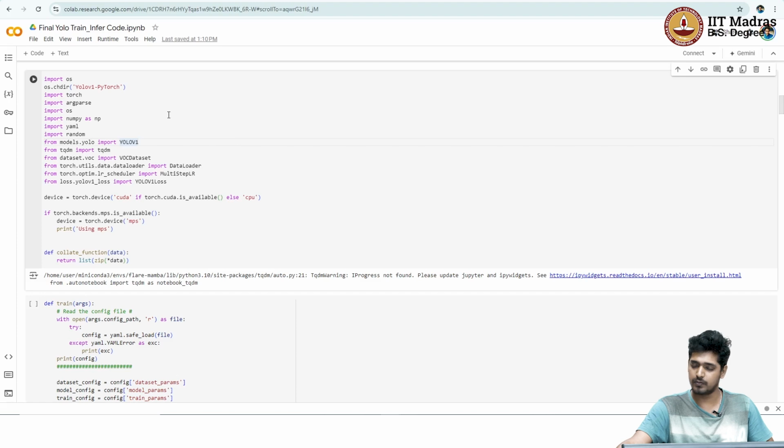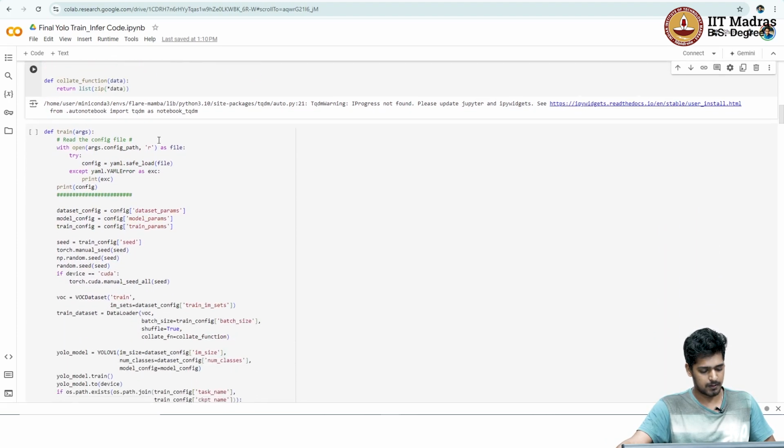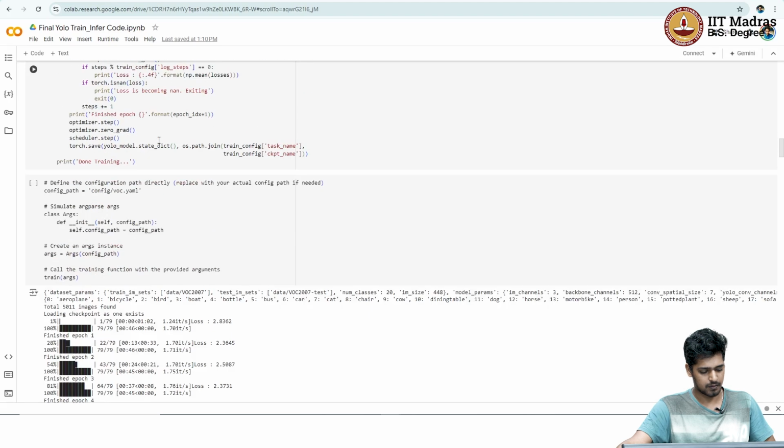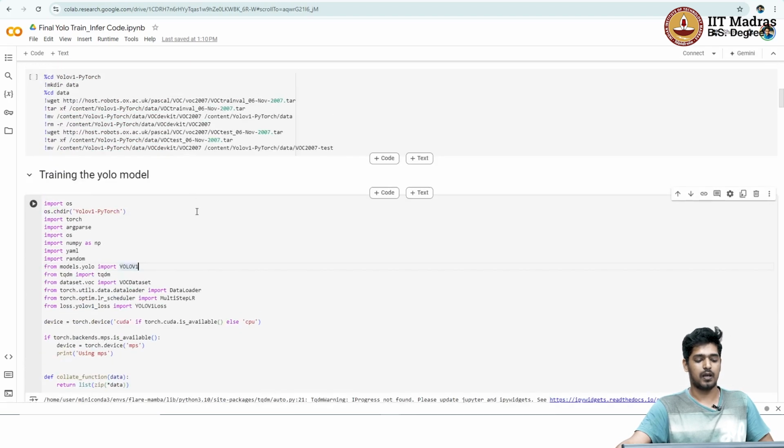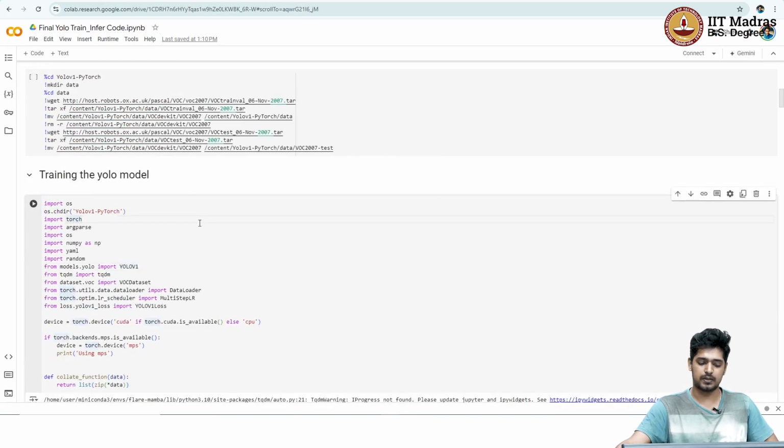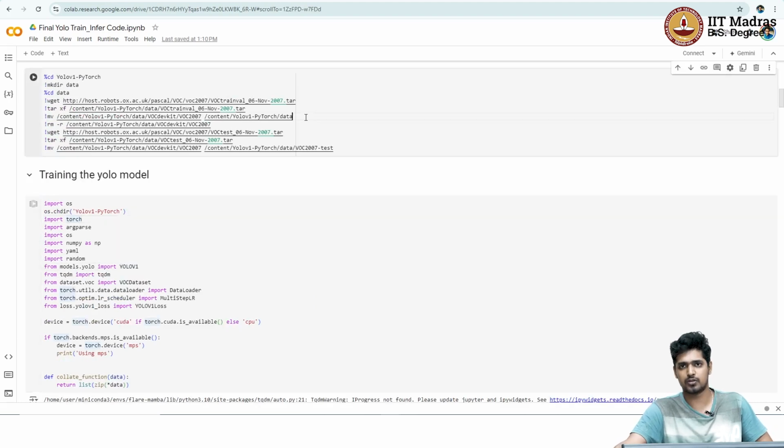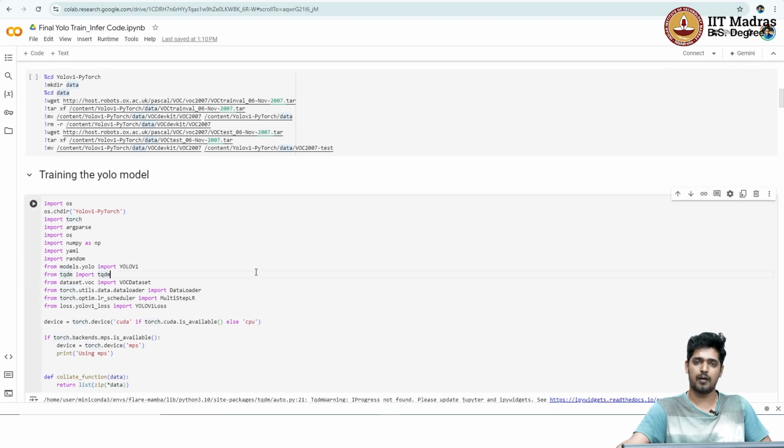importing the packages. I'm still using the same torch package because it helps me have the flexibility I want over dealing with certain things. I'm using the Pascal VOC dataset. The VOC dataset consists of 20 different labels. Basically, I'm taking up all the labels. I'm asking the YOLO v1 model to do the task of detection basically.